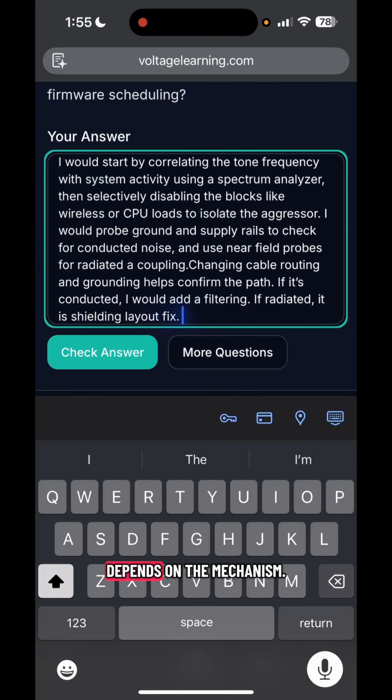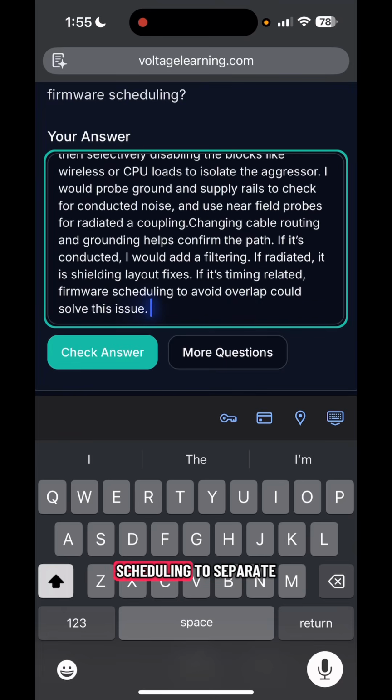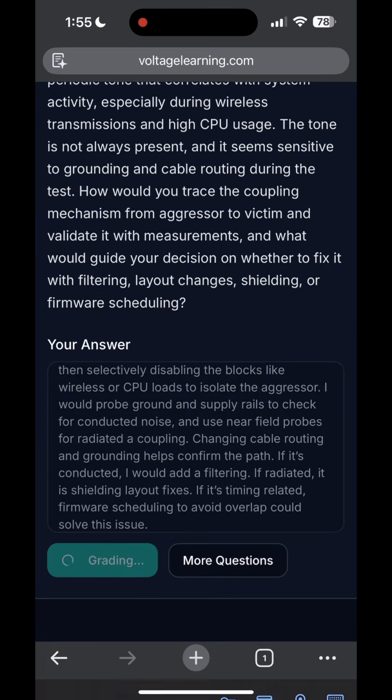Finally, the fix depends on the mechanism. If it's conducted, I'd add filtering or improve decoupling. If it's radiated, I'd look at shielding and layout. And if it's timing related, I'd consider firmware scheduling to separate noisy events. And that's pretty much it.